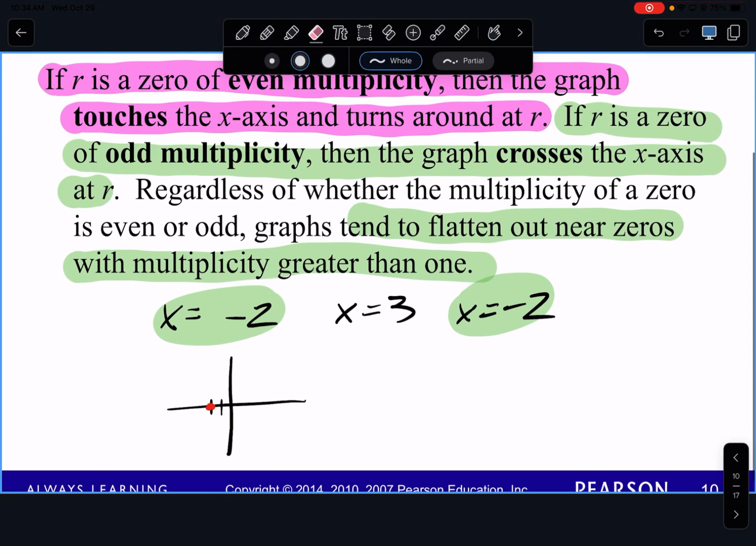So the way that looks is our graph. Let's say that it goes up and then comes down to -2, and it goes right back up. See how it just bounces off that point on the x-axis? It doesn't cross the x-axis. It just gets to 2 and goes back up, or -2. Okay? So that's what I mean by bounces off.